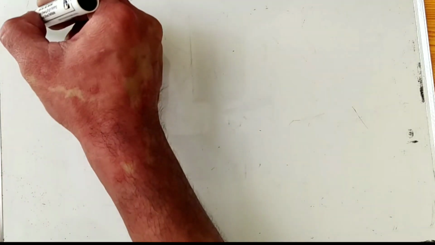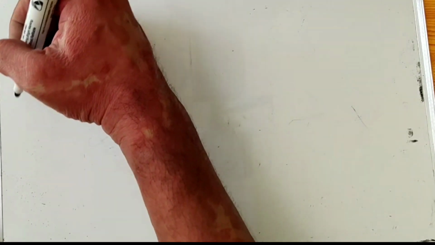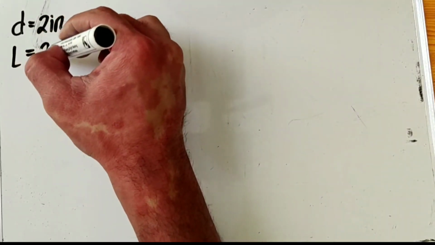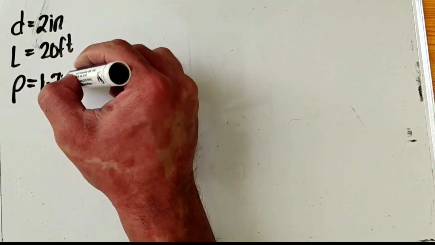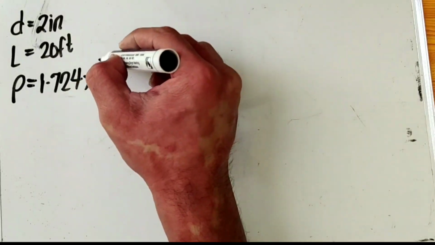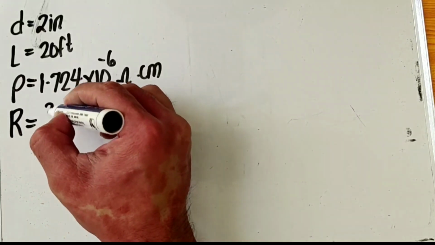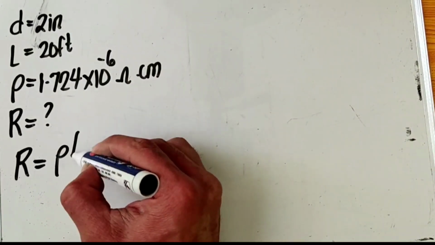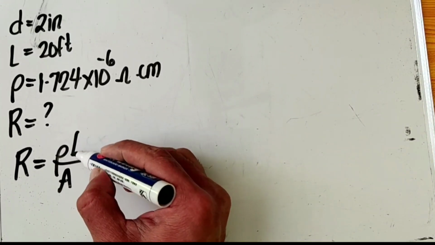So, sa example na to, meron tayong substation bus bar na meron pong diameter na equal sa 2 inches. Then we have the length which is equal to 20 feet. And also the rho or the resistivity which is equal to 1.724 times 10 to the negative 6 ohm centimeters. We are asked to find the value of the resistance. So we will be using the formula R is equal to rho L over area.